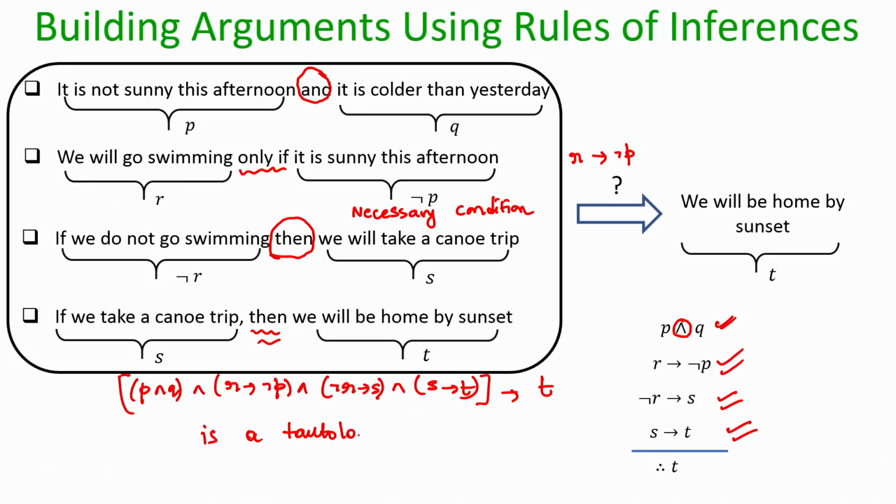If it is a tautology, then I will say that this is a valid argument, otherwise I will say it is an invalid argument. Well, I can use the truth table method here to verify whether this is a tautology or not, but how many variables do I have? I have P, Q, R, S, T, 5 variables. So, 32 rows. Well, it is still manageable, but might be time consuming.